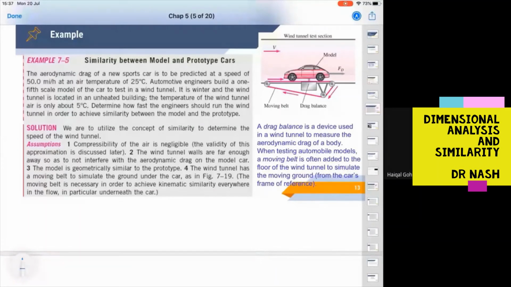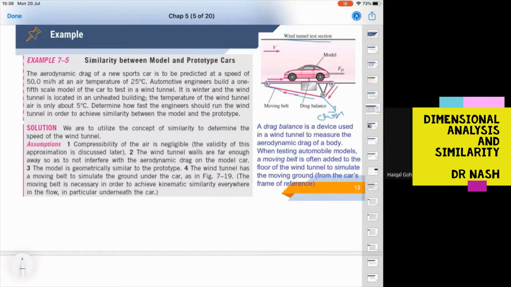Okay, similarity between model and prototype car. So this is a model of a car in the wind tunnel test section, and then they have a moving belt. If you take automotive later, you will go into detail on the chassis dyno. This is the chassis dyno.